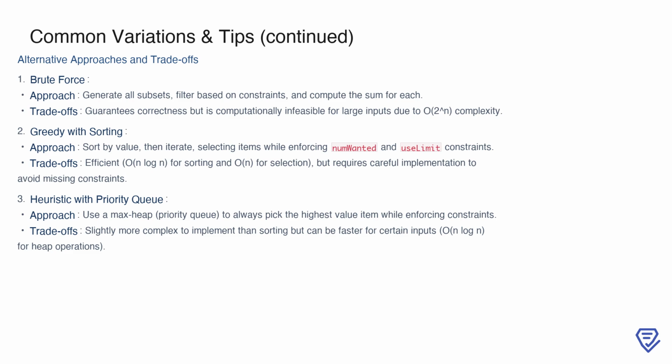By sorting items by value first and iterating through them while enforcing the number wanted and use limit constraints, you can achieve a solution with n log n complexity. However, this approach requires careful implementation to ensure all constraints are respected. Another option is to use a max heap or priority queue. By always selecting the highest value item while enforcing constraints, you can achieve similar efficiency. This heuristic approach may be slightly more complex to implement but can perform better for certain types of inputs. Each method has its strengths, so choose the one that best matches the problem requirements and constraints.